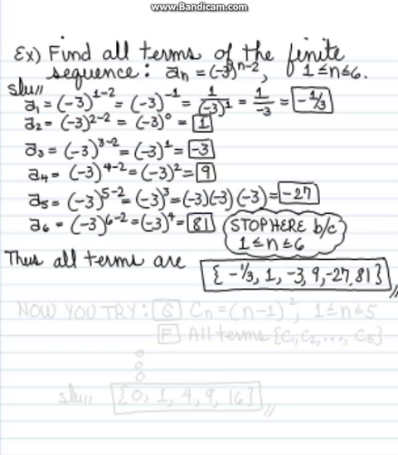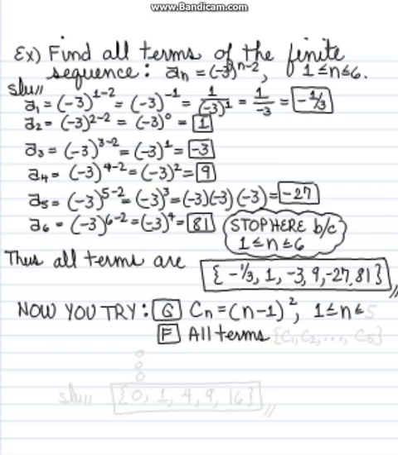Okay, now we don't have to always call the term a sub n. We can call it c sub n, b sub n, whatever. So here you go. Given c sub n equals (n minus 1) raised to the second power, and let's limit the index. 1 less than or equal to n, less than or equal to 5. Find all the terms. So we're going to find c sub 1, c sub 2, all the way through c sub 5. Okay, so you go ahead and stop the video, see if you can work it out, and come back to see the answer.